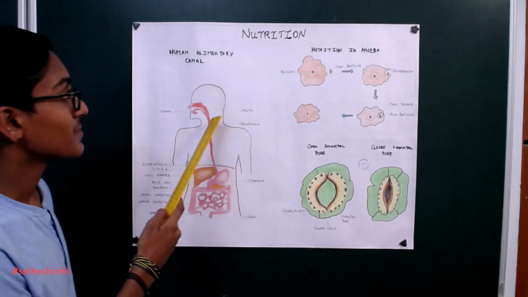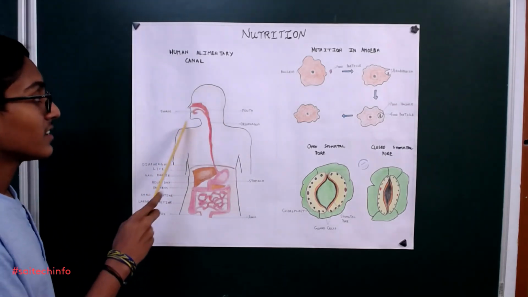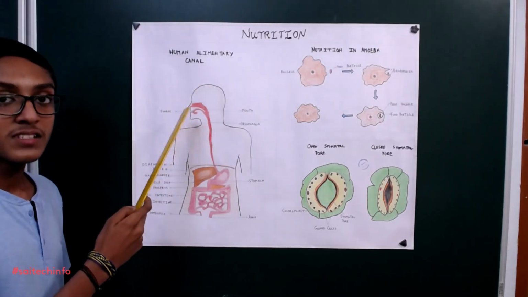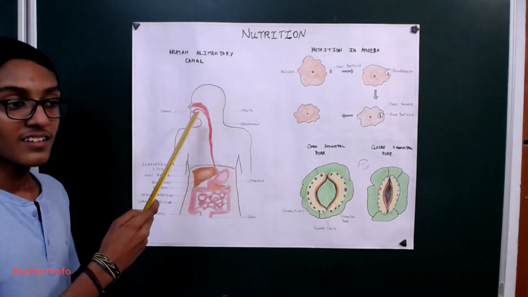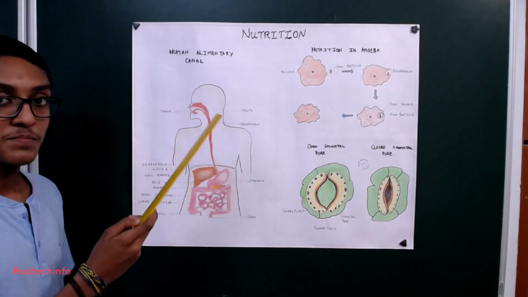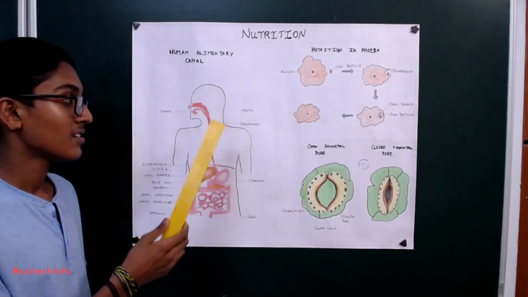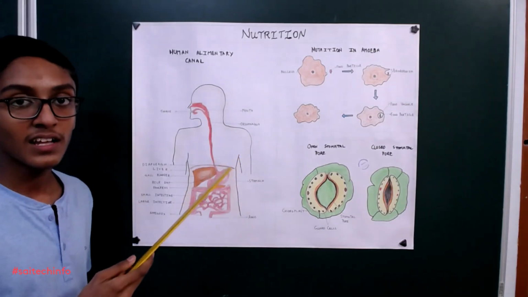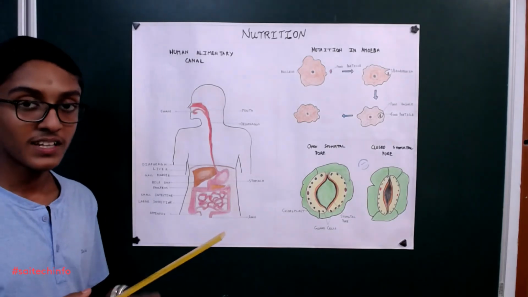And next, nutrition in humans, human alimentary canal. Tongue. It is a muscular organ which helps us to eat and makes the food into a bolus. It helps us to differentiate different tastes and flavors. Mouth. It moistens the food and helps us to move the food in an orderly manner throughout the digestion.